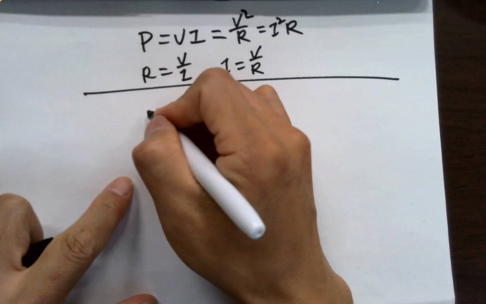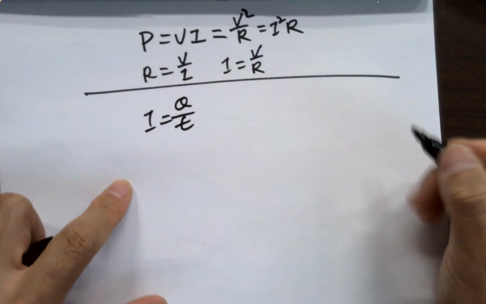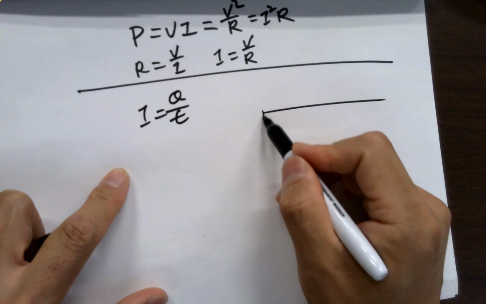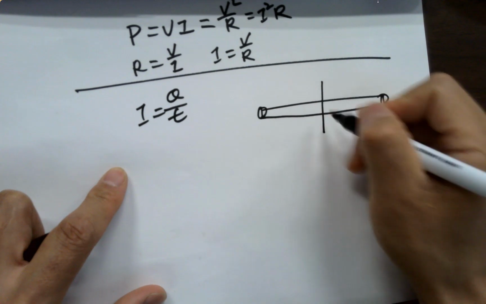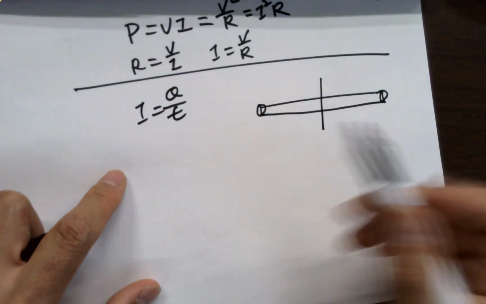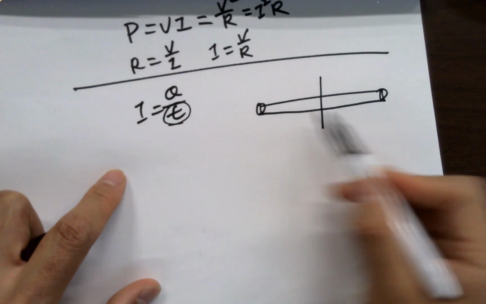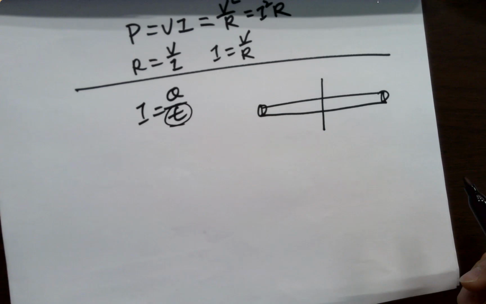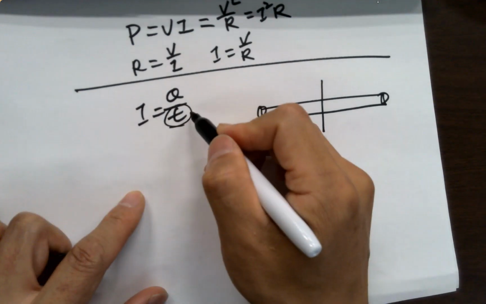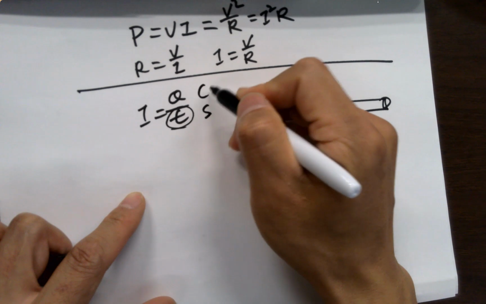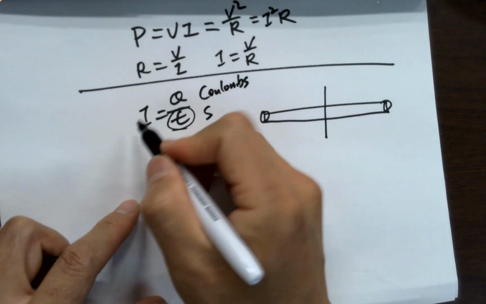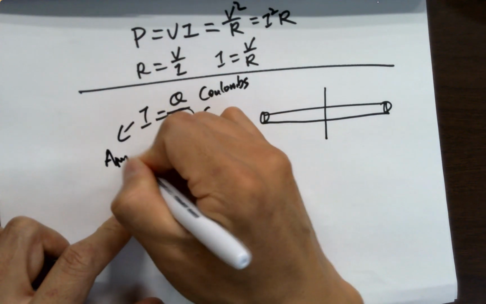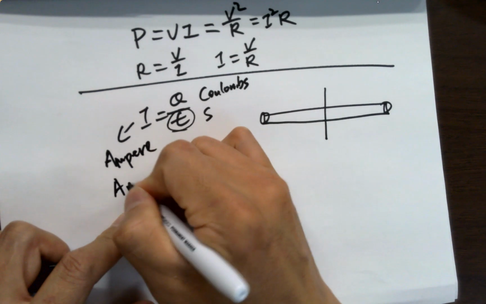Let me find more problems over here, okay? Oh, I is Q over T. If you grab a piece of conductor, like a piece of wire over here, and take a cross section in the middle, it's the amount of charge flowing through that cross section during a unit time. Standard units are seconds. This is coulombs, and this is amps, ampere. Usually we just say amps.